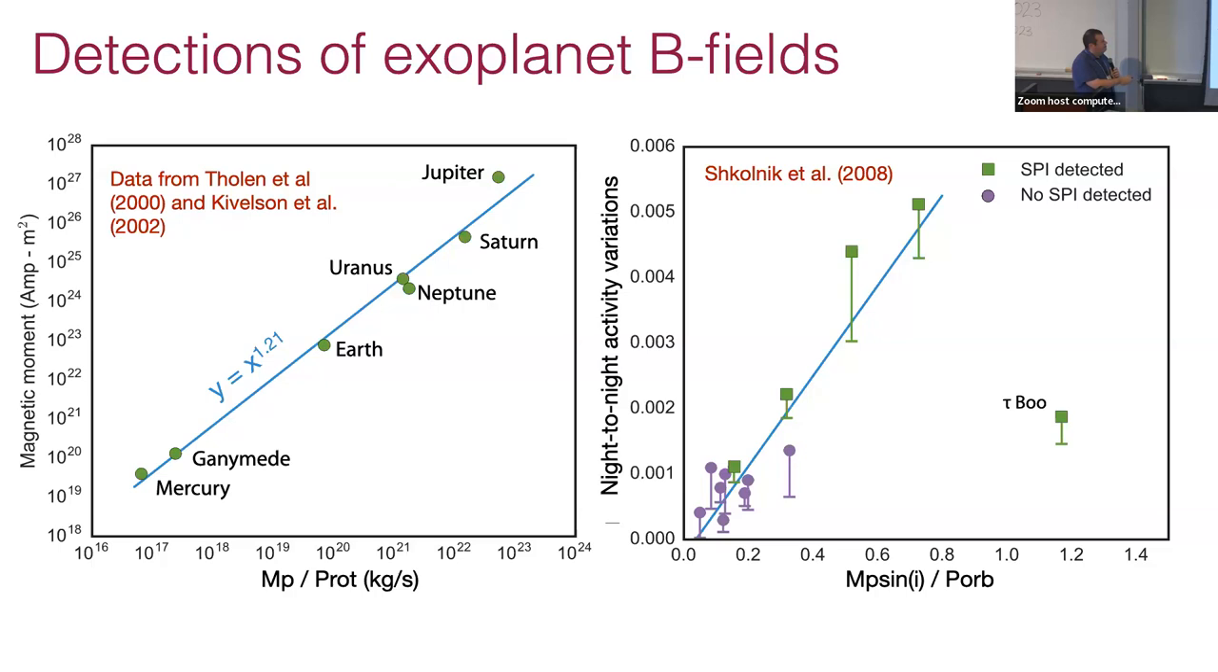This is a very large hot Jupiter that's actually synced with its star. The rotation period of the star is just over 3 days, and the orbital period of the planet is just over 3 days. So what we find here is that the planet isn't actually plowing through the magnetic field very fast.